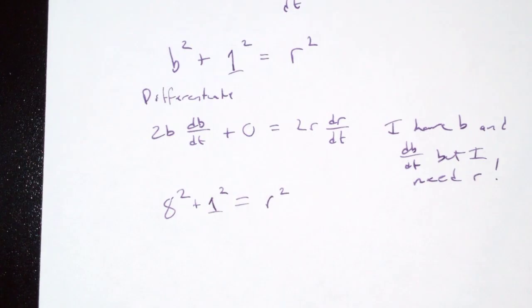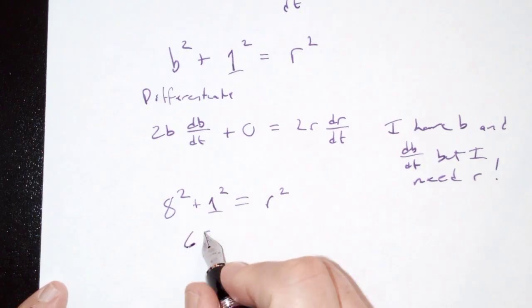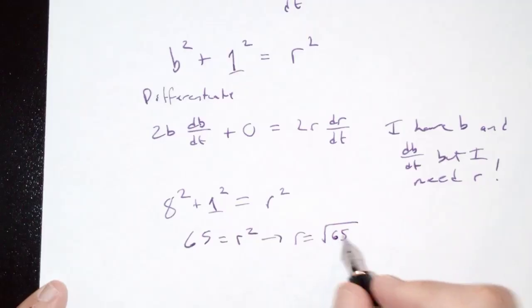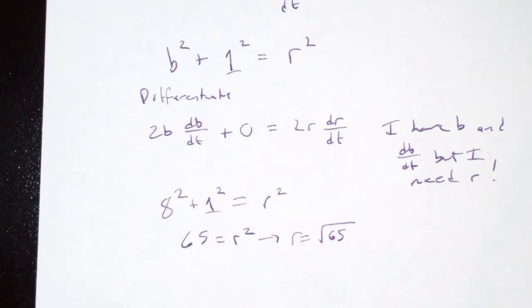At the time that the boat is 8 meters away is what I was asked for. Unfortunately, this gives me R squared is not a number with a nice square root. So I get R is the square root of 65, which is unfortunate, but makes enough sense. It's a little bit bigger than 8.